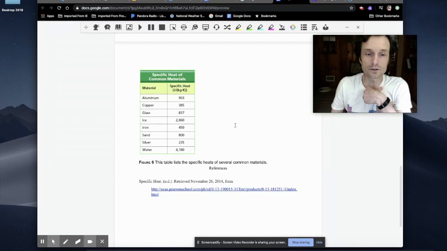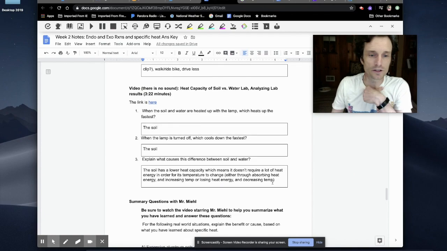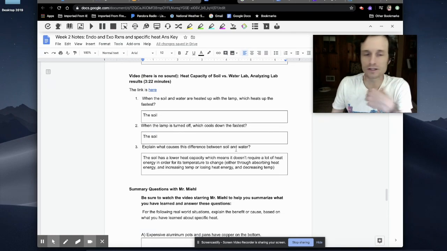So in conclusion, if I can jump over here, they ask, what is the difference? I kind of mentioned it already. It's all about that lower heat capacity that the soil has because it doesn't require a lot of heat energy to change its temperature. And it's true for either absorbing heat or releasing heat.